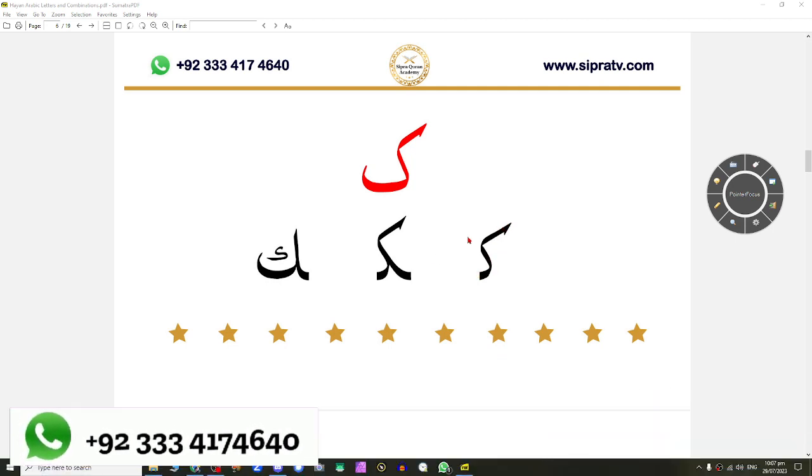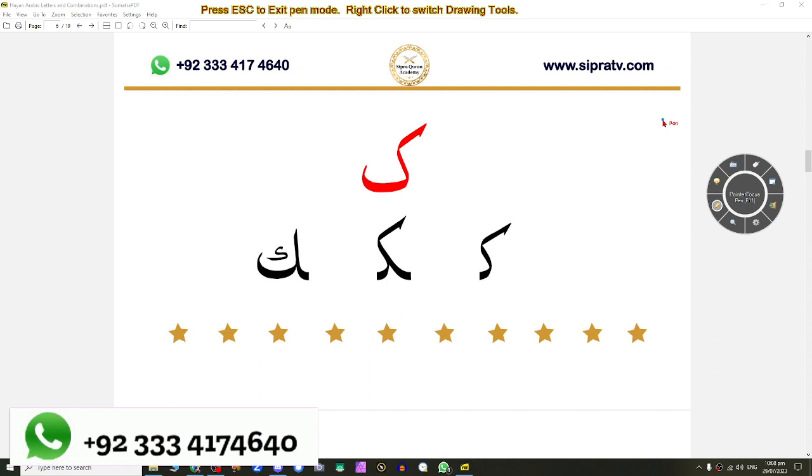If it comes in the middle, there will be one handle at the right, one handle at the left. In the middle there will be this S-like shape. At the end, if it comes, then it will be coming in this form, and inside it there will be this S, snake-like shape, and there will be one handle at the right side. So this is the letter Kaf.